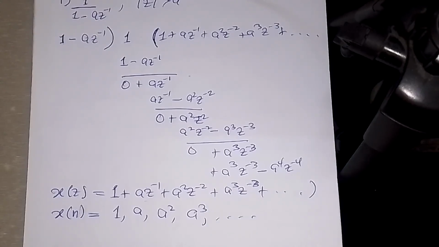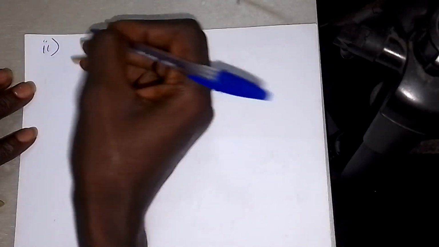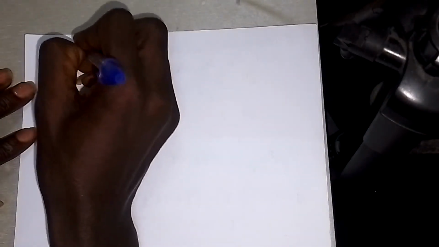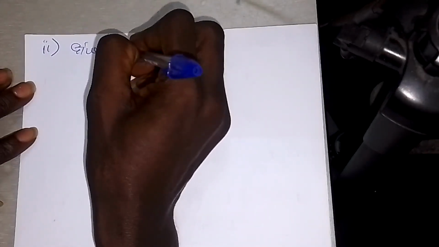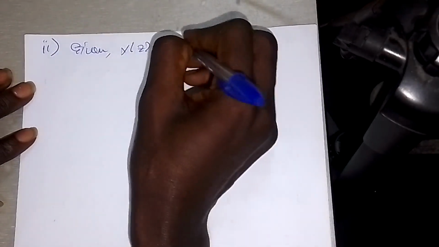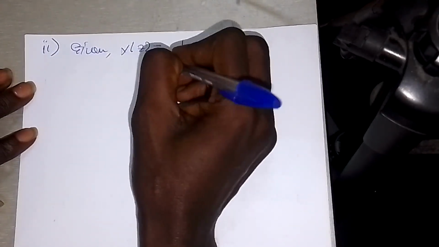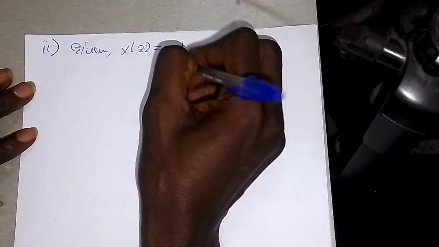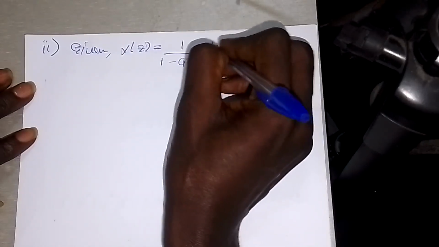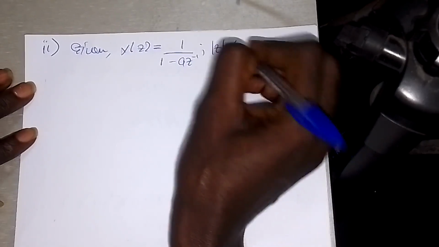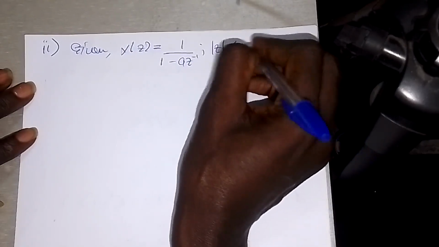All right, we will go to the next question. So let's see the second part. Here in the second part, we are given X of z equals 1 over 1 minus a z inverse, and we are told that the ROC is mod z less than a.